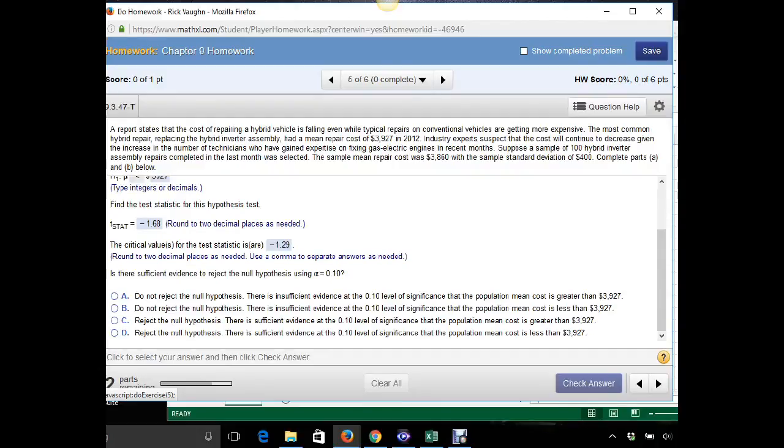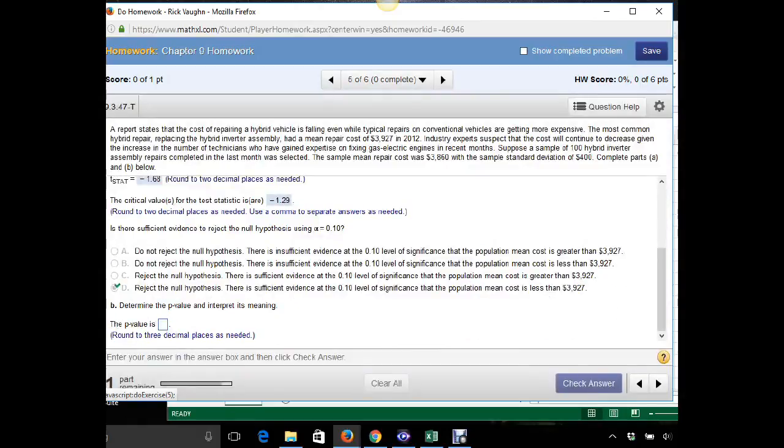Okay, and finally we want to know if we're going to reject the null hypothesis. So the t statistic is negative 1.68, the critical value is negative 1.29. So the t statistic is to the left of the critical value on the negative side. So it is in that big 10% tail. The t statistic is in the tail, and therefore we are in the rejection region. We will reject the null hypothesis, and we will conclude that there is sufficient evidence that the population mean has gone down. It is less than 3927. So the correct answer here is D.